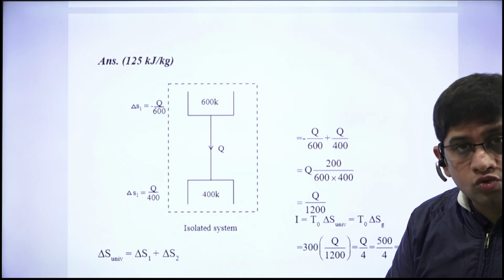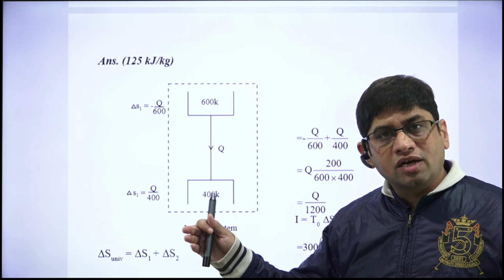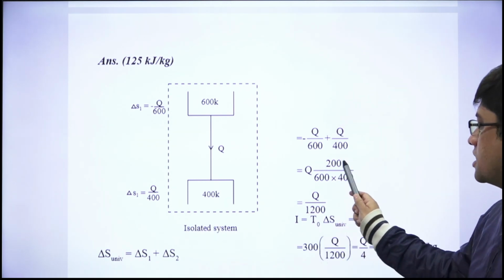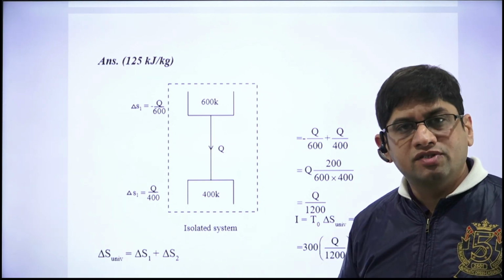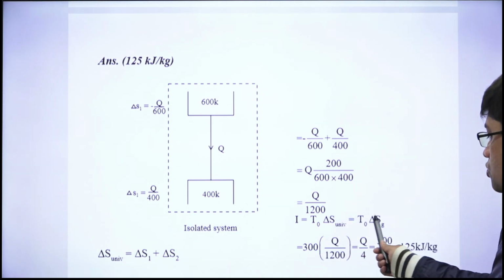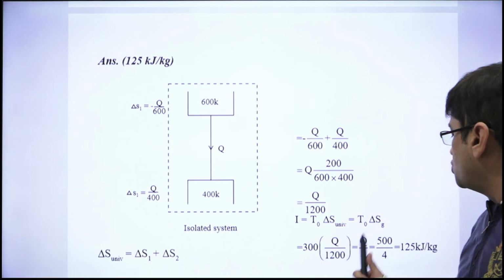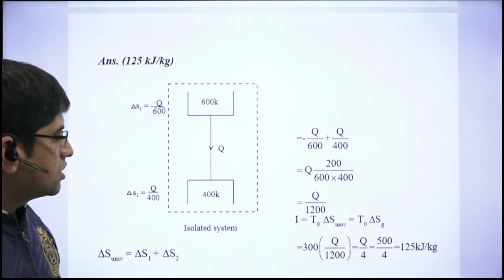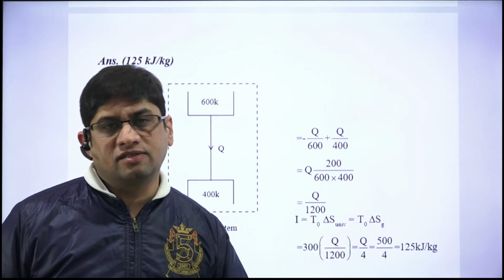If I add these two, this is the system, this is the surrounding, so that becomes the universe. If I add these two, this is the delta S of universe. And what is irreversibility? T naught into delta S universe. Put the values of Q at the end, so that the chance of calculation mistakes is less. That is how you have to do it.